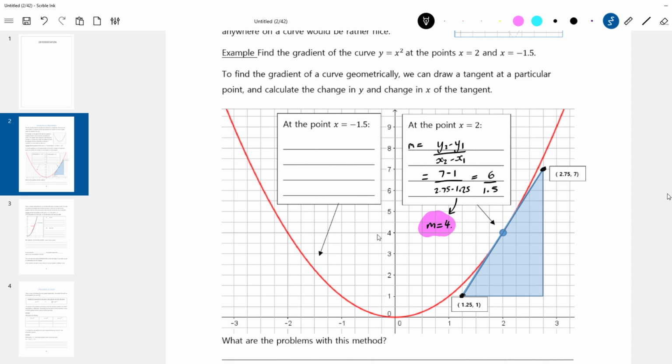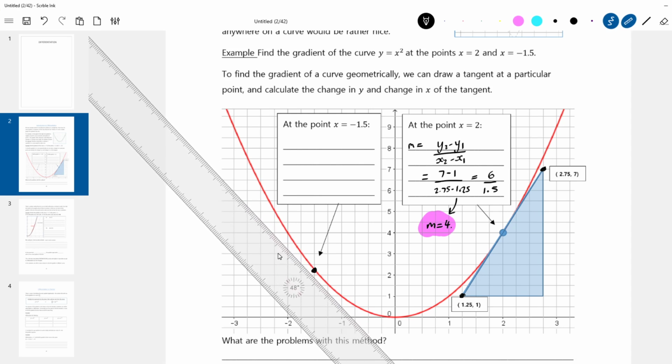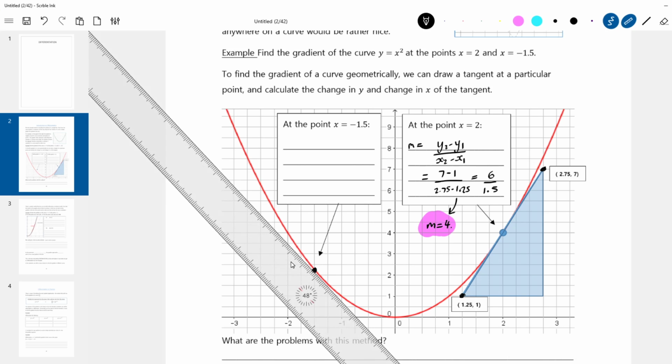I can do something similar over here, and this is one for you to try on your own. So use your ruler. We're looking at this point here, minus 1.5, so I guess that's like here. So I'm going to get my ruler. I'm going to put it roughly, there we go, that's not bad, is it? I'll mark a line on.